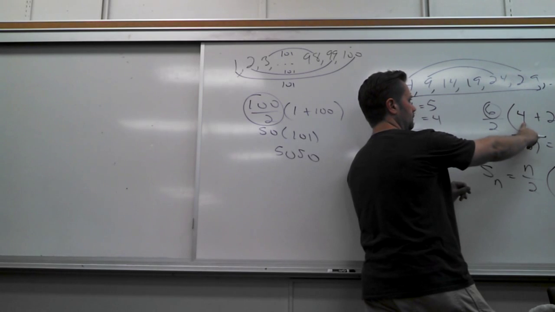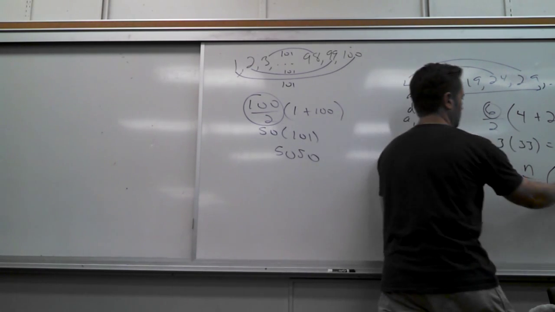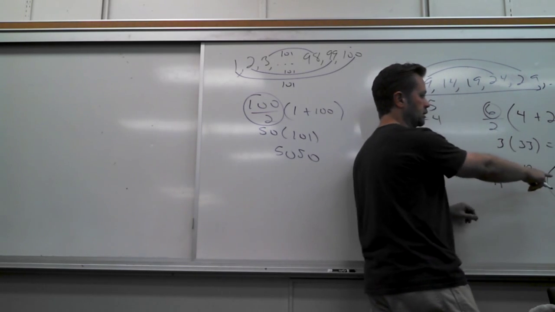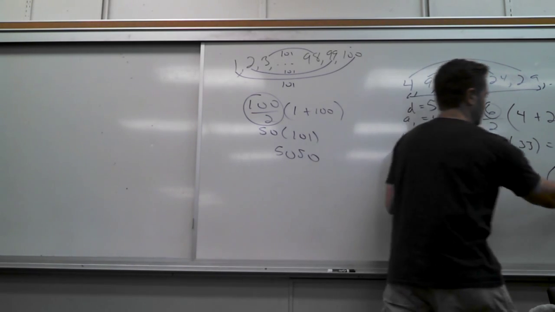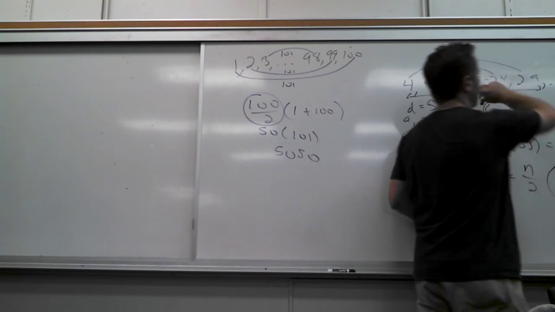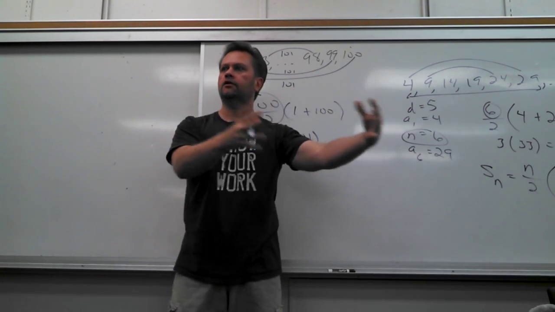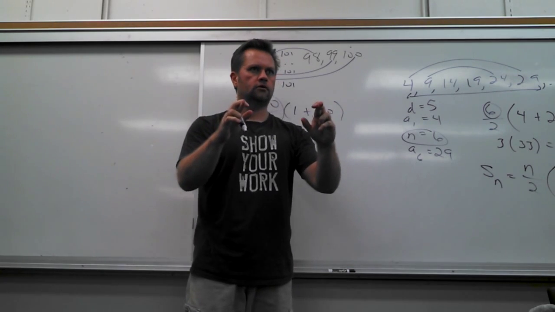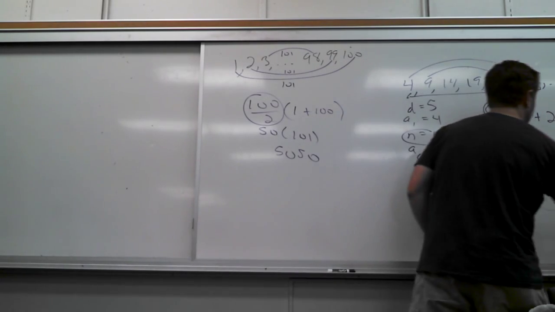Times, what was this? A1. And what was this? A6, which more generally is An. Because if I have a 3,000 long list, it's going to be A3000. That's going to be the last, whatever the last term is. So there's a second equation.